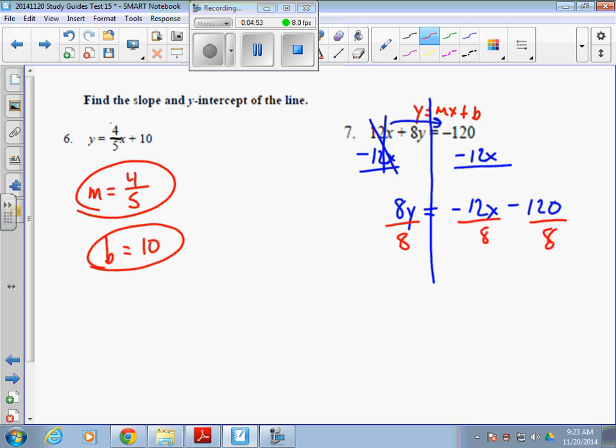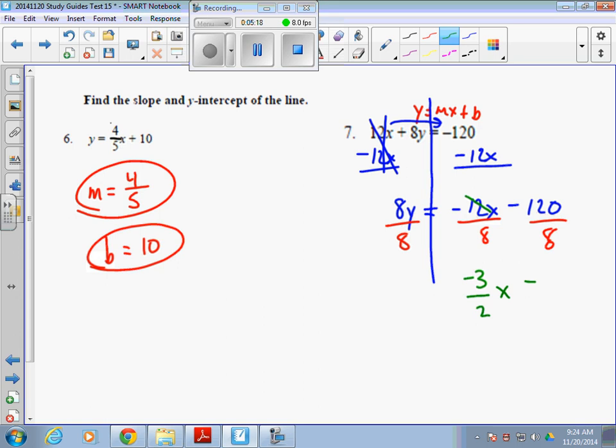Okay. The number 4 goes into both of these. It goes into 12 -3 times, and it goes into 8 2 times. So negative 3 over 2, it acts like a fraction next to it, negative 3 over 2x. And then the number 8 goes into 120. Negative divided by positive is going to be a negative.